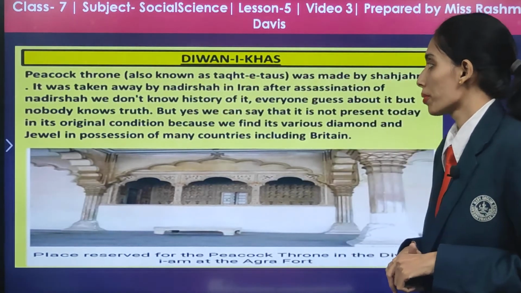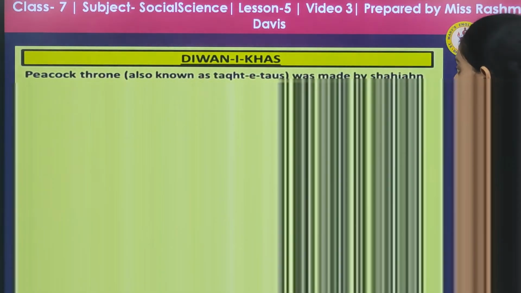The peacock throne, also known as Takht-e-Taus, was made by Shah Jahan. It was taken away to Iran by Nadir Shah. After the assassination of Nadir Shah, we don't know the truth. But we can say that it is not present today in its original condition. You can just see the position of the structure where you can sit, but the original things on it are missing. The jewels are believed to be found in Britain.